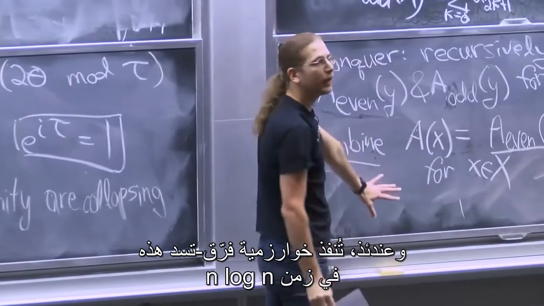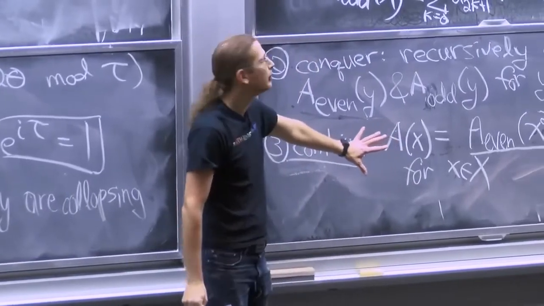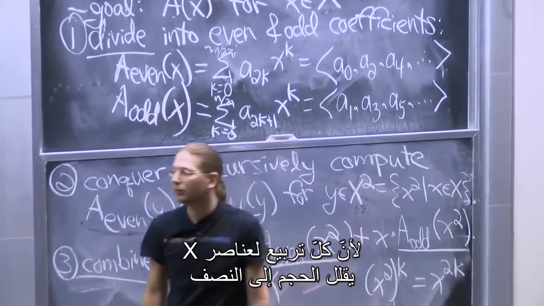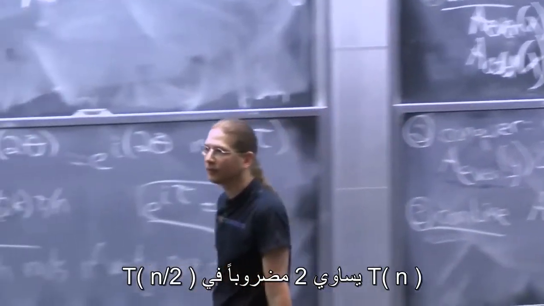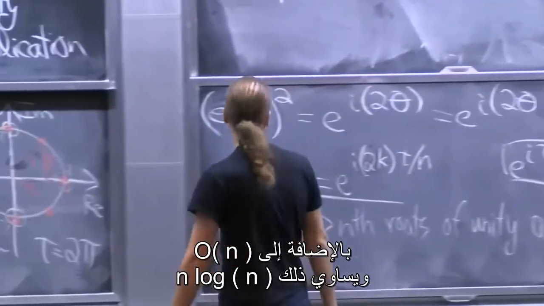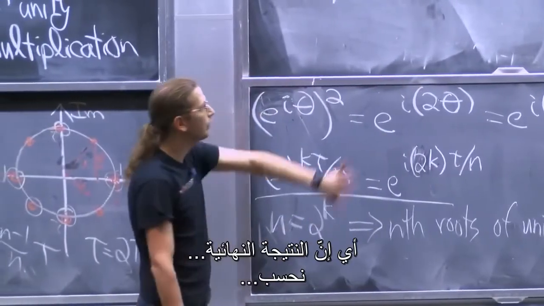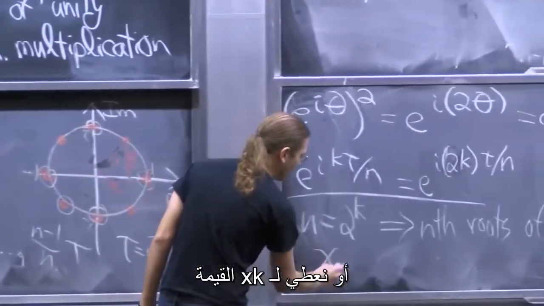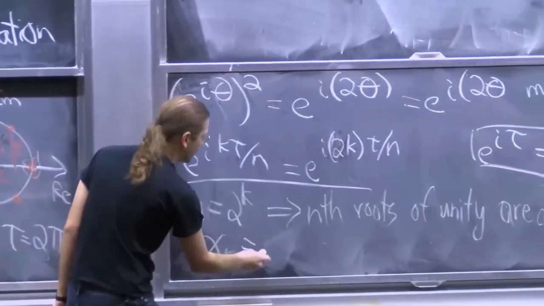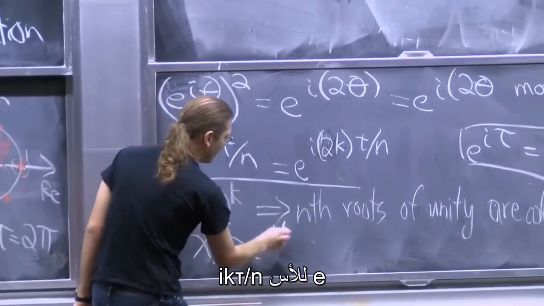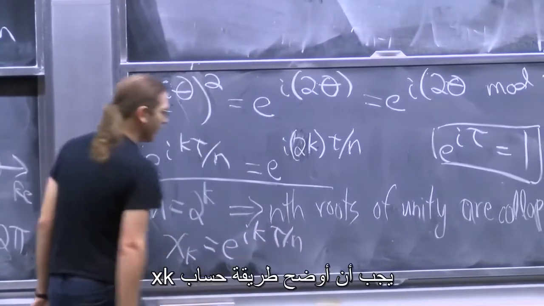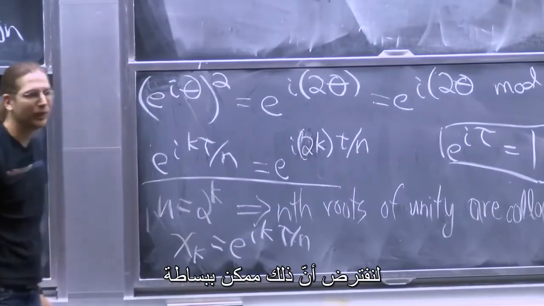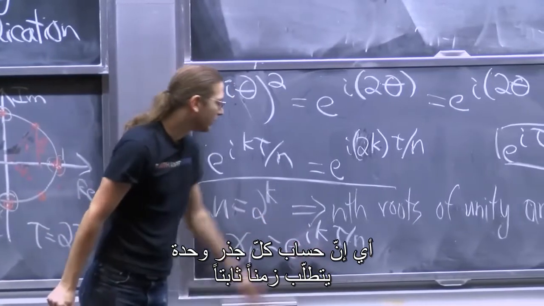Then this divide and conquer algorithm runs in n log n time, because every time we square the set x, we reduce its size by a factor of 2. So we get T(n) equals 2 times T(n/2) plus order n, and that's order n log n. And so in this whole thing, we set x_k to be e to the i k tau over n. Now, I guess I should say how to compute that, but let's just say that's given to you for free. It takes constant time to compute each root of unity.